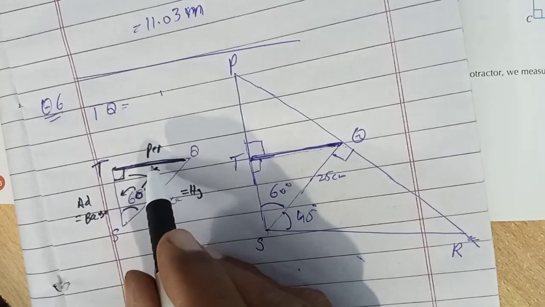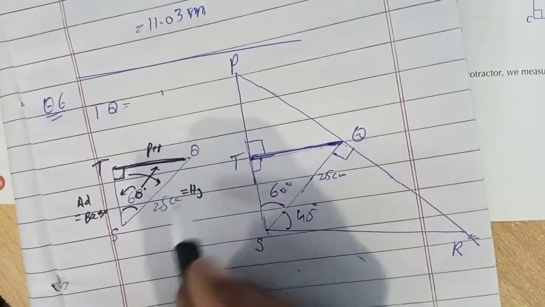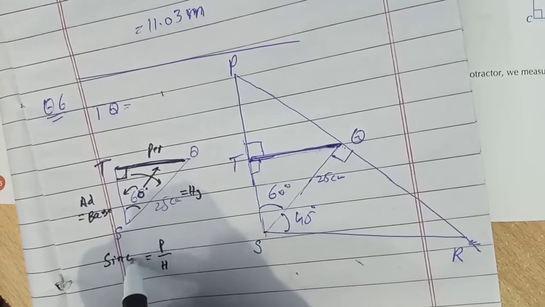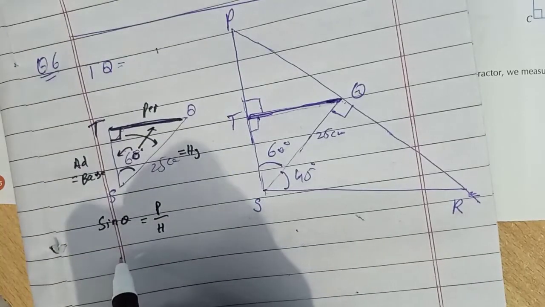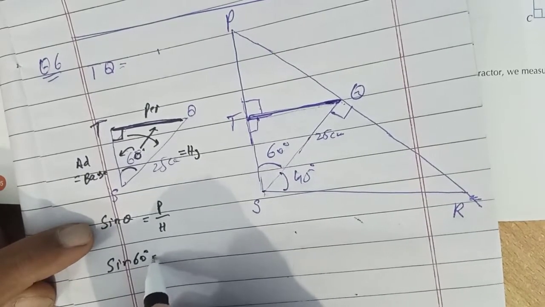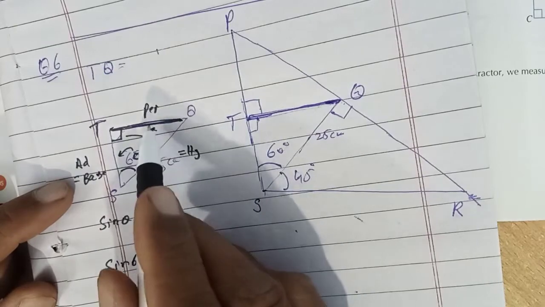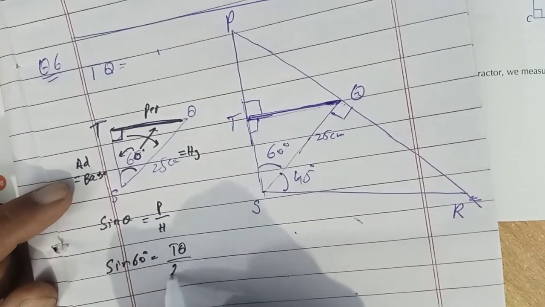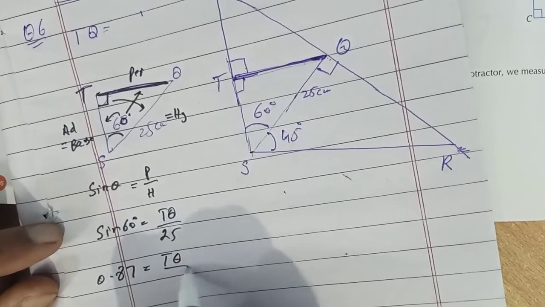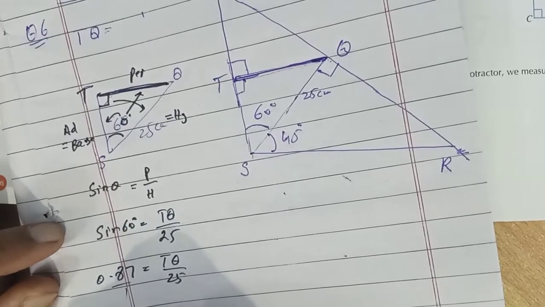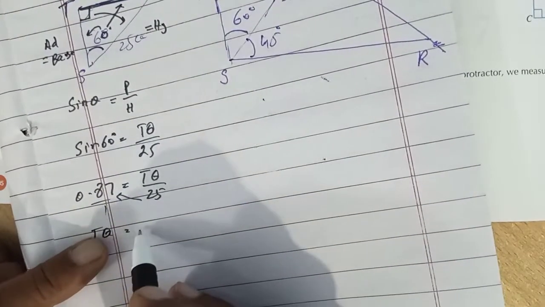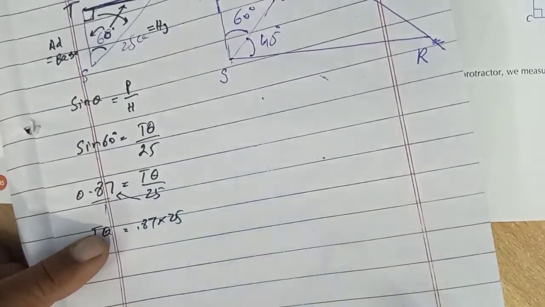Now, what is the relation between perpendicular and hypotenuse? P by H is sine theta. So I use this trigonometric ratio, sine theta. Sine 60, P is perpendicular, which is TQ over here, hypotenuse is 25. Sine 60 has value 0.87, equals TQ over 25. Do cross multiplication. Now 0.87 will be multiplied by 25.